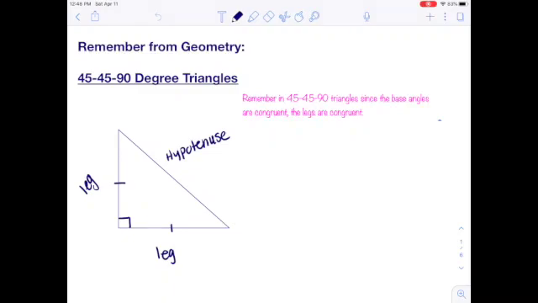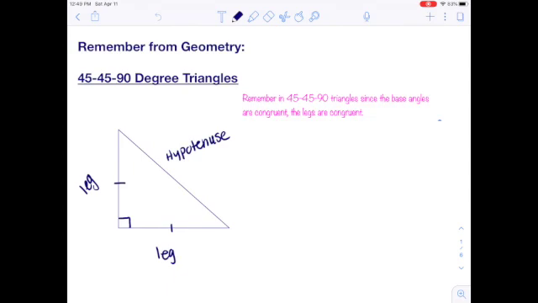Hi everyone, welcome back. This week we're going to start out with review from geometry, and we're going to talk about 45, 45, 90 degree triangles and 30, 60, 90 degree triangles, just in case you need a brush up.